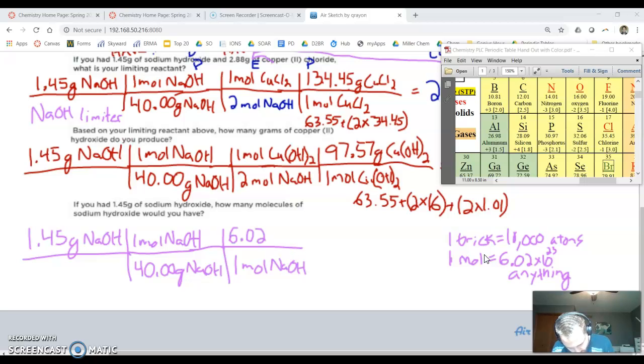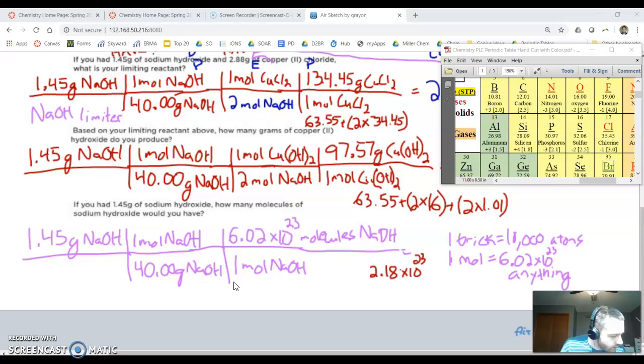is equal to 6.02 times 10 to the 23rd molecules sodium hydroxide. And so if we plug that in, we'll get a final answer here of, and I have 3 sig figs, 2.18 times 10 to the 22nd molecules of NaOH.